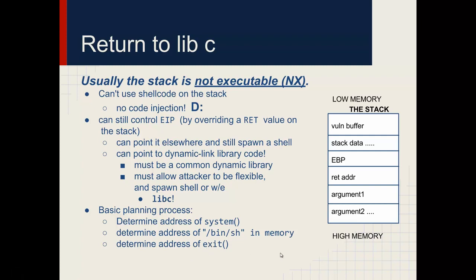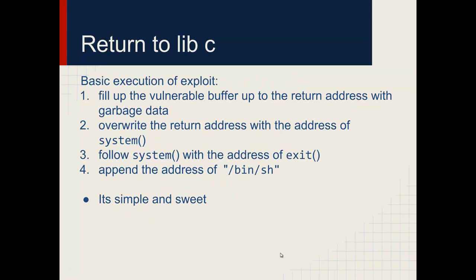And so we're going to do that with a little example. The basics of this exploit is you fill up the stack with just garbage all the way up to the return address. Overwrite the return address with the address of system. Then you follow that with the address you want system to return to. Then you append argument 1, which is going to be the address of the string /bin/sh.